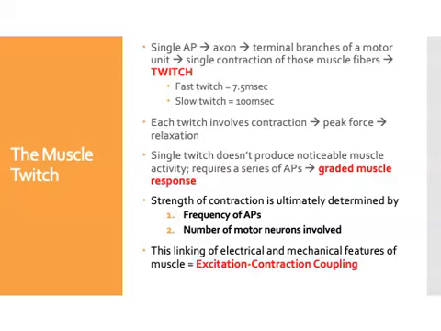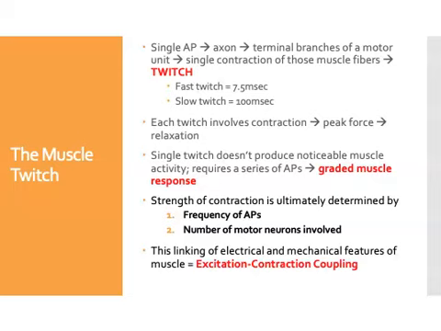And because one neuron branches off and impacts several muscle fibers, when the action potentials come down that neuron, they're going to hit all of the individual muscle fibers in that motor unit. One single action potential, when it impacts a motor unit, is going to cause a single contraction of those muscle fibers, and that is what we refer to as a twitch.